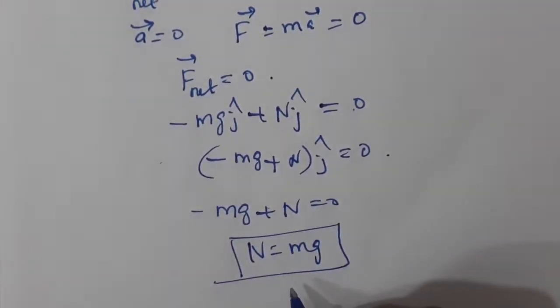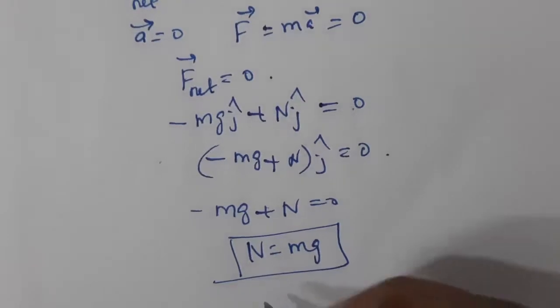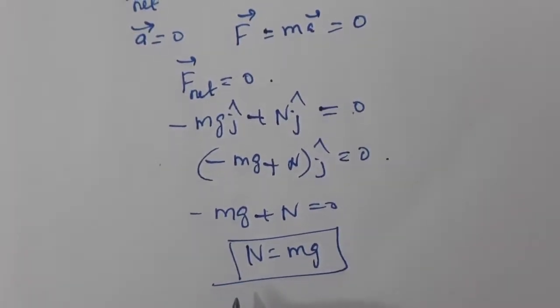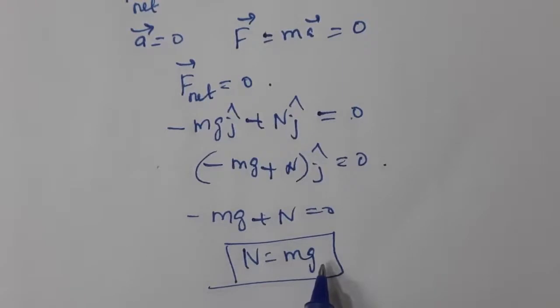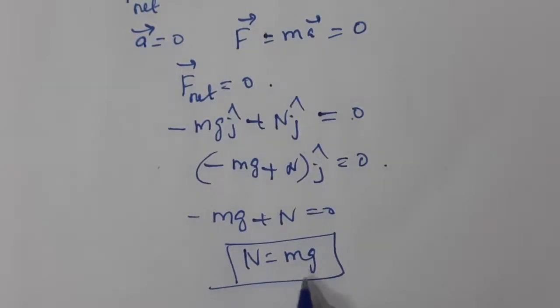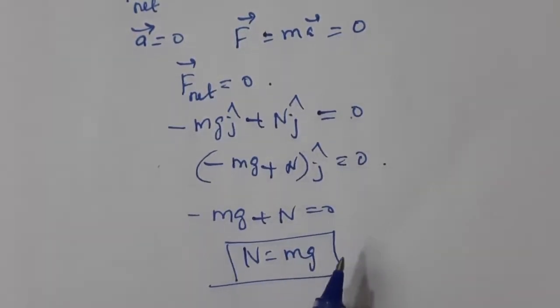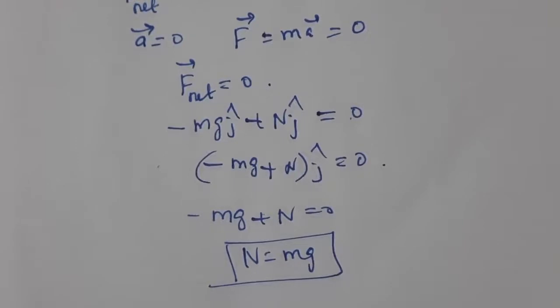So in the question, they asked to analyze the result. Here we can conclude that when the object is at rest, the magnitude of the normal force is exactly equal to the magnitude of gravity. Students, I hope that you have understood this problem.